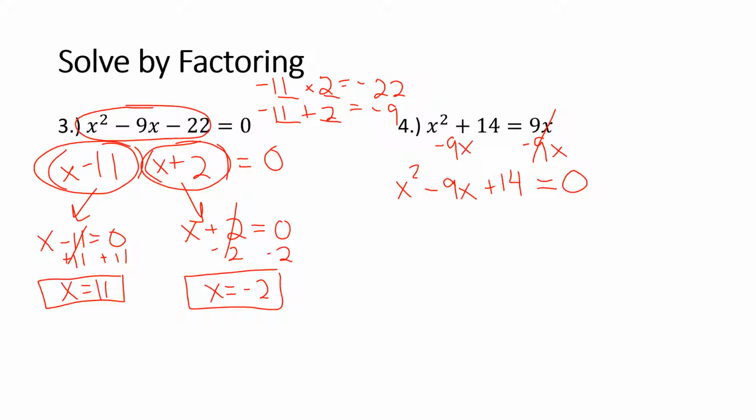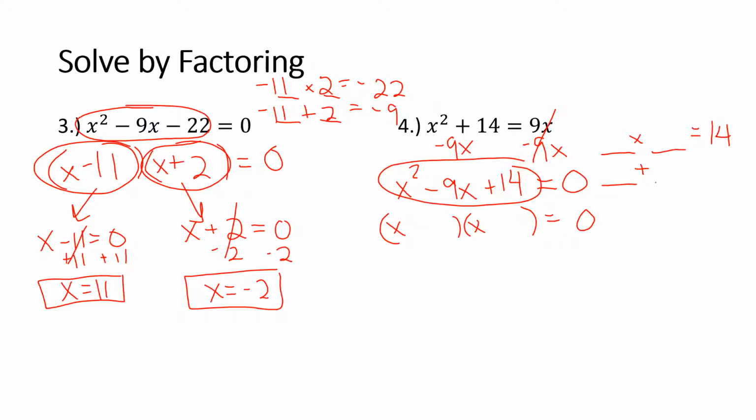Once it's equal to 0, now you can factor. So we need to know what times what gives us x squared minus 9x plus 14. So obviously it would start with x times x to get the x squared, but to find those other two missing numbers, we're going to have to ask ourselves, what times what equals 14, and what plus what equals negative 9. So we're looking for two numbers that multiply to 14 and add up to negative 9.